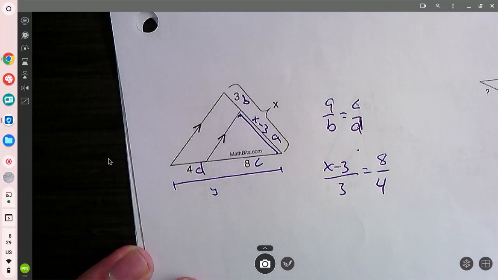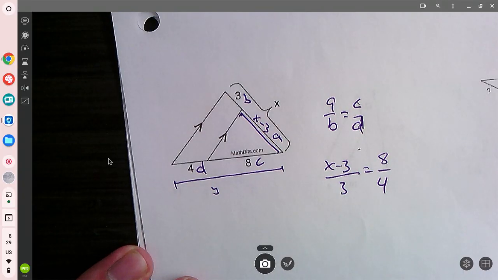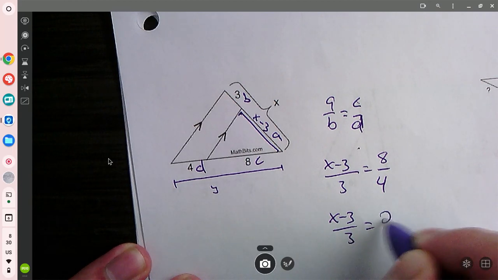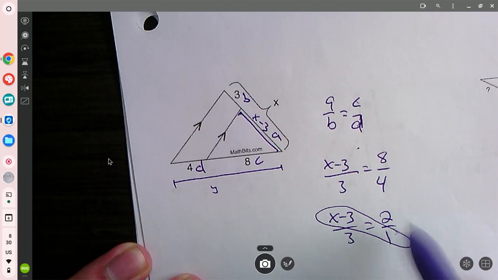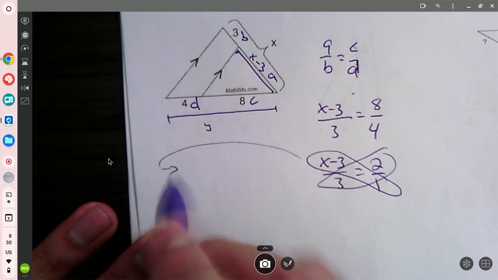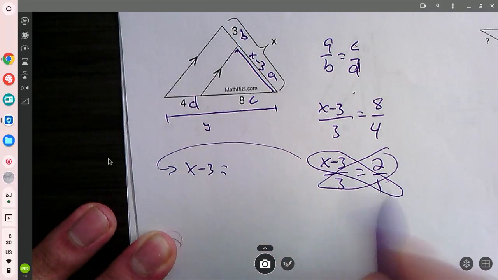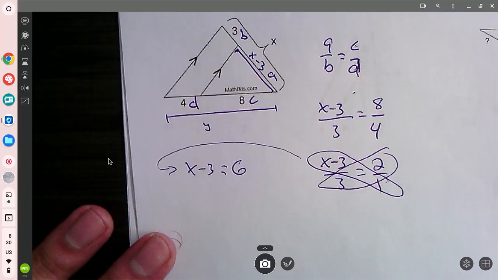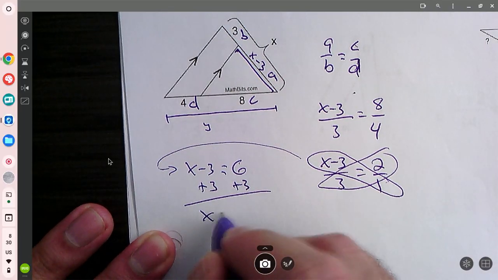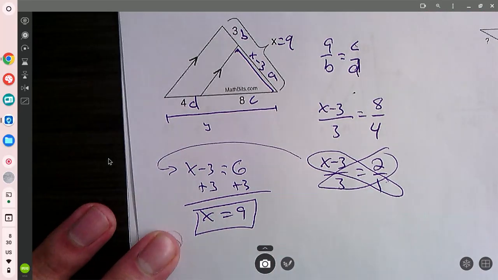What does 8 over 4 simplify to, actually? Not 1/2, to 2. So this is actually going to be x minus 3 over 3 is equal to 2 over 1. And we can do our cross products now. So we will have x minus 3 times 1, which was just x minus 3, is equal to 2 times 3, which is 6. I got to solve for my x. I'm going to add 3, and I get that my x is equal to 9. So this whole distance is actually equal to 9.